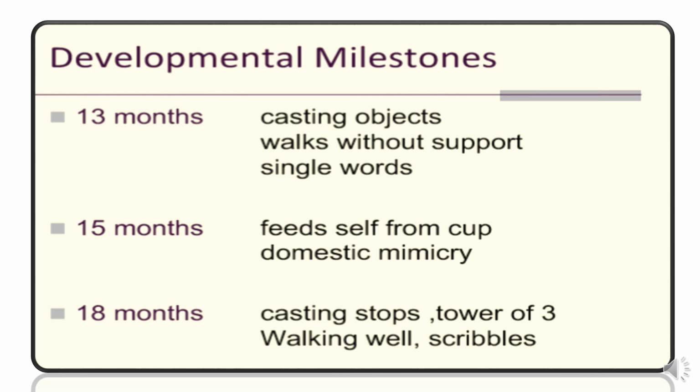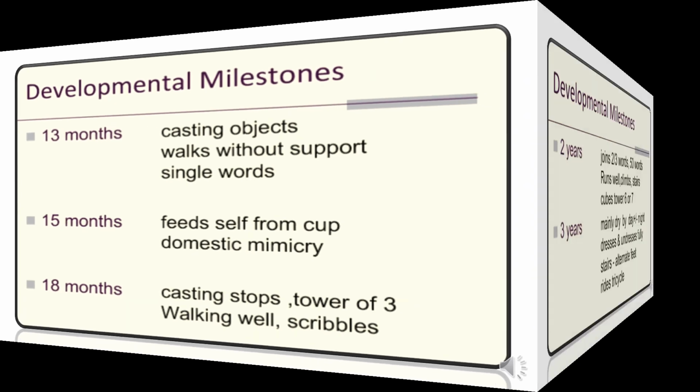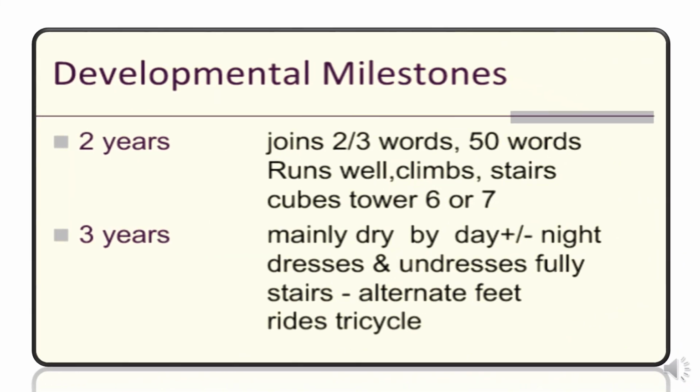At the age of 15 months, he will feed himself from a cup, and he will imitate all the household adults. At the age of 18 months, he will cast objects, he will make a tower of 3 cubes, he will walk well and scribble. At the age of 2 years, he will join 2 or 3 words to form a phrase or a sentence. He will pronounce about 50 words, run well, climb, and ascend or descend stairs, and he will make a tower of 6 to 7 cubes.